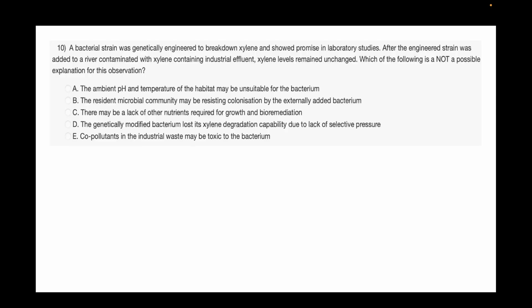Option A, ambient pH and temperature of that habitat may be unsuitable for the bacterium, which was designed in the lab. Option B, the resident microbial community may be resisting colonization by the externally added bacterium. Option C, there may be a lack of other nutrients required for growth and bioremediation. Option D, the genetically modified bacterium lost its xylene degradation capability due to lack of selective pressure. And option E, co-pollutants in the industrial waste may be toxic to the bacterium.